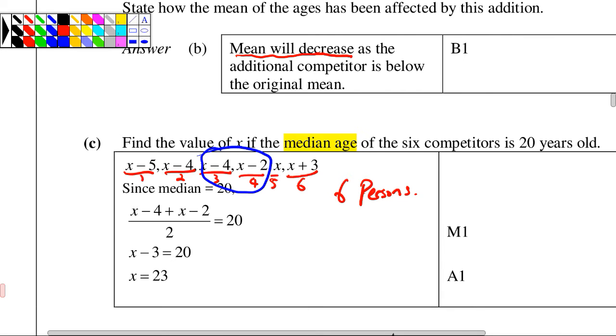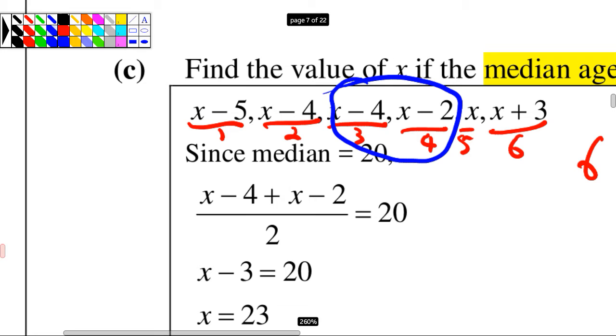You must arrange correctly. X minus 5, comma, X minus 4, comma, X minus 4, comma. There are 2 X minus 4, followed by X minus 2, followed by X, followed by X plus 6. Then if you take these 2 divided by 2, 0 mark. 2 marks. What's the concept wrong already? Where did the X minus 2 come from?